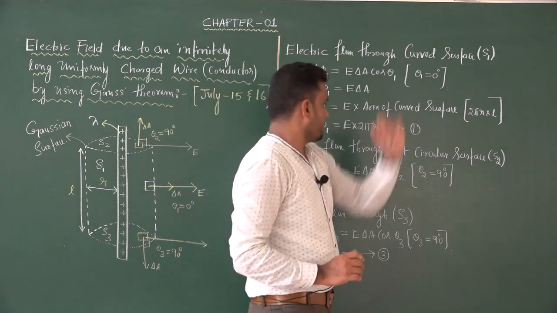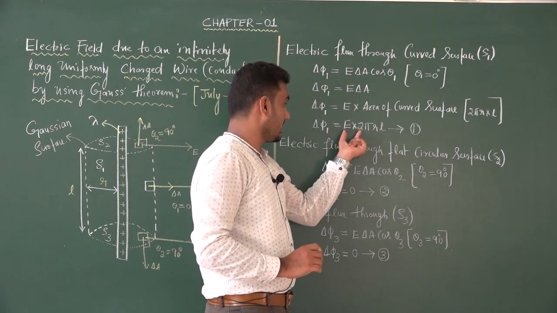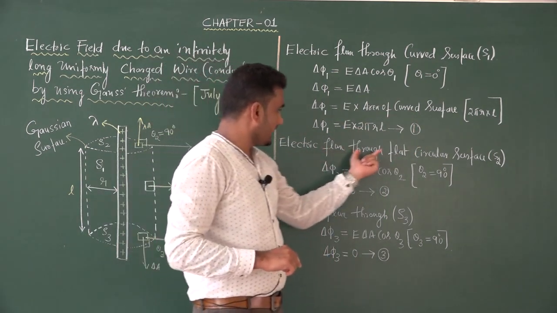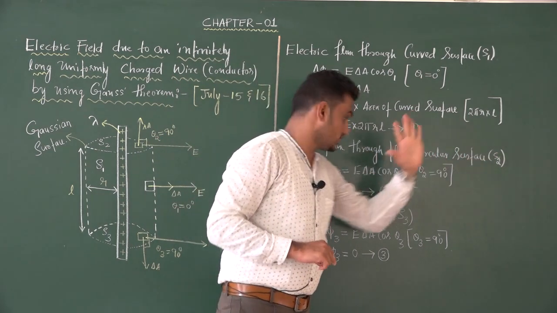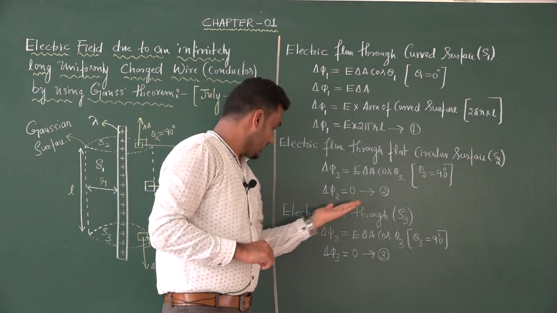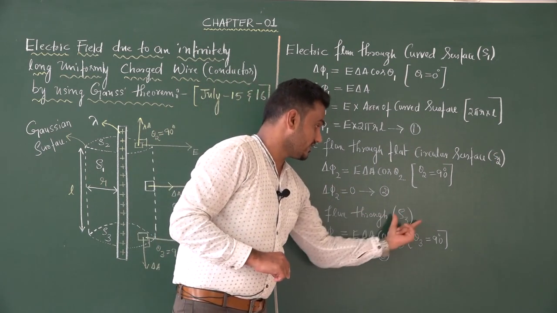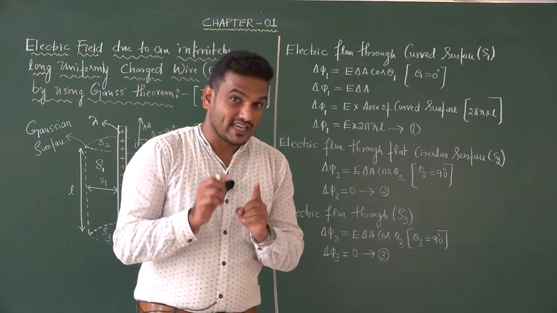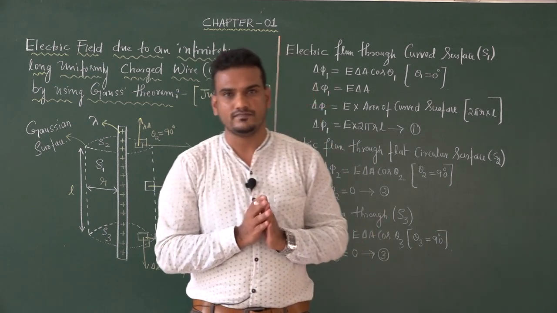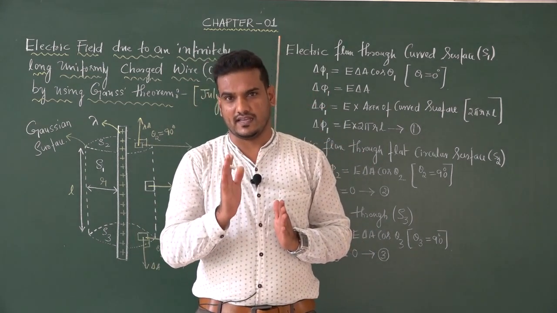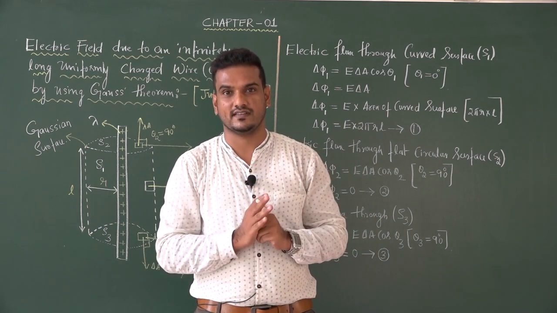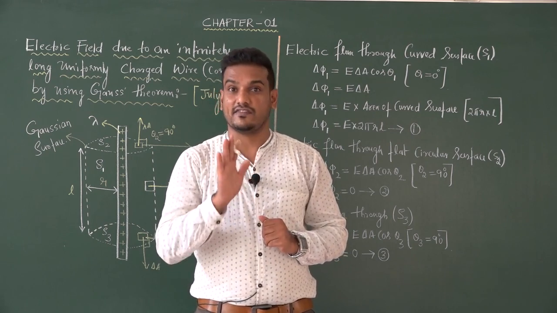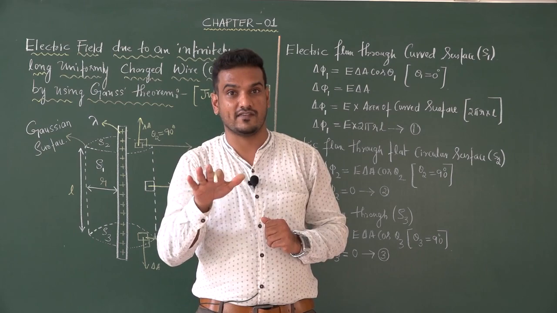Electric flux through the curved surface delta phi 1 is E into 2 pi RL. We made it as equation number 1. Then electric flux through flat circular surface S2, we got 0. Electric flux through flat circular surface S3, we got 0. Why? Because while studying electric flux, we studied that when electric field is perpendicular to the surface, electric flux is maximum. When electric field is parallel to the surface, electric flux is 0.